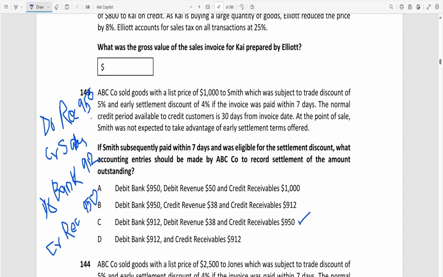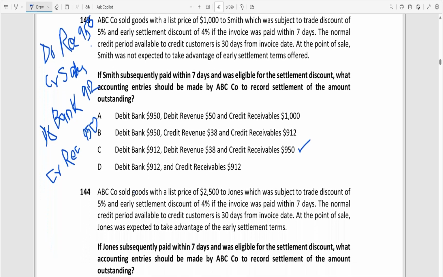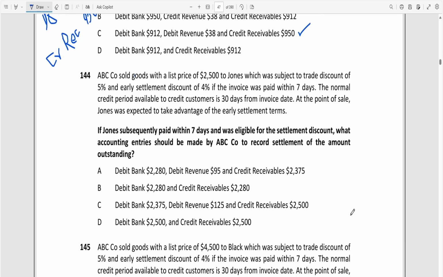Okay, let's move to the next question. The question number is 144, and it says ABC company sold goods with a list price of 2500 to Jones, which are subject to a trade discount of 5% and an early settlement discount of 4% if the invoice was paid within 7 days. The normal credit period available to credit customers is 30 days from the invoice date. At the point of sale, Jones was expected to take advantage of the early settlement terms. If Jones subsequently paid within 7 days and was eligible for the settlement discount, what accounting entry should be made by ABC company to record the settlement of the amount outstanding?